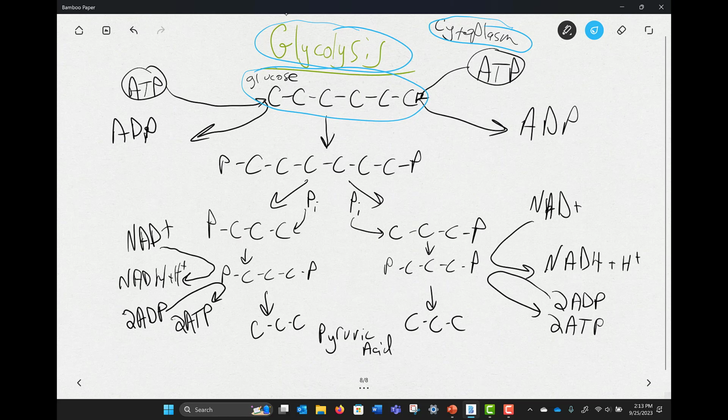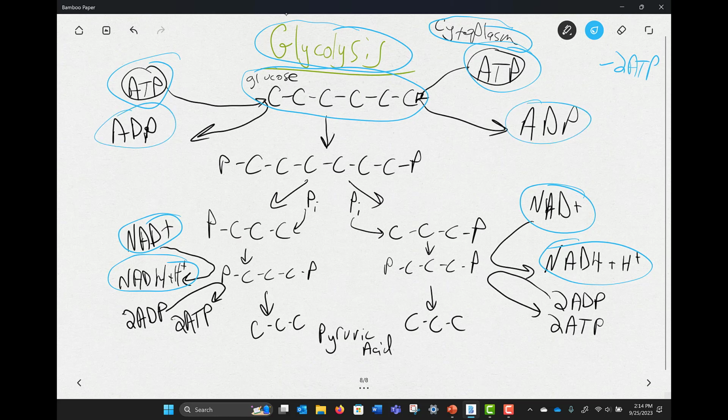Along the way, we lose 2 ADP. I'm going to write that over to the side. Negative 2 ATP. We lose 2 ATP. We lose 2 molecules of NAD+. Those NAD pluses are filled up with electrons and protons. We got 2 ADP as a byproduct.